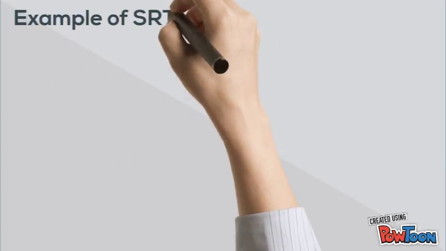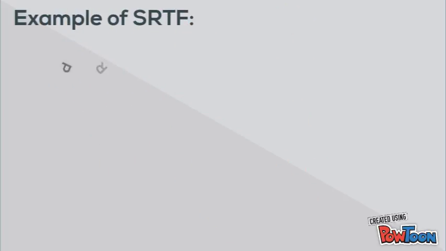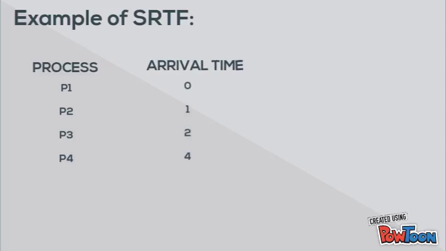Here's an example of SRTF algorithm. As always, we have processes P1 to P4. Each has arrival time of 0, 1, 2, 4 respectively. And has burst time of 10, 8, 6, 3.